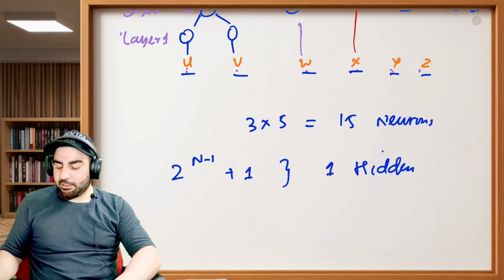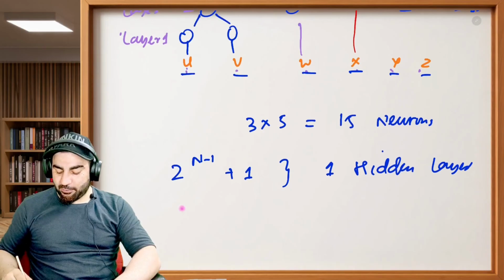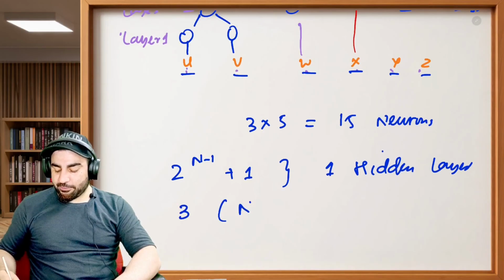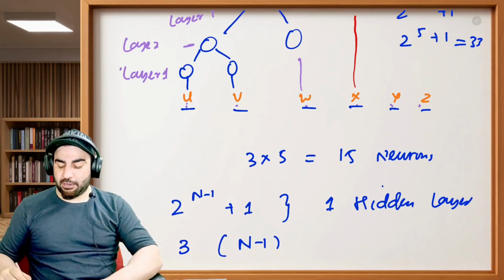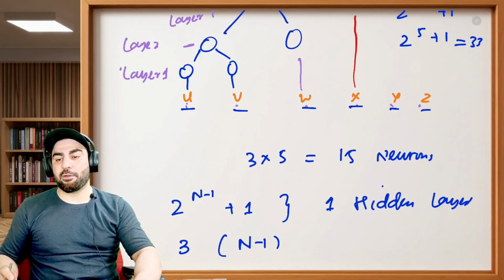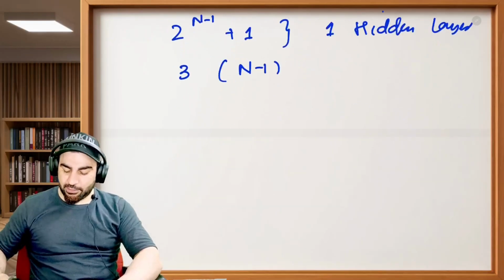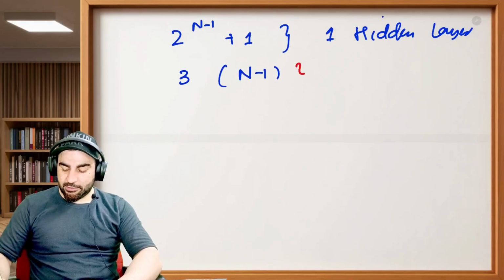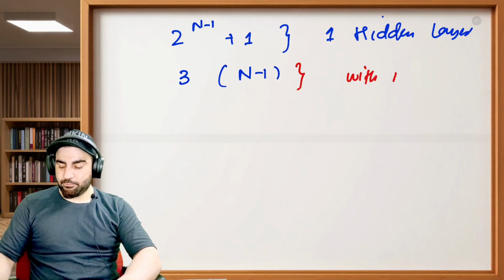One hidden layer. Now if you increase the number of hidden layers, what I can do is I will use 3 into n minus 1. Okay, 3 because 3 is used. We need now the number of layers. So how many layers are there? I think the number of layers is log 2n. So this is after we reduce. So this is one hidden layer. So this is with more hidden layers.